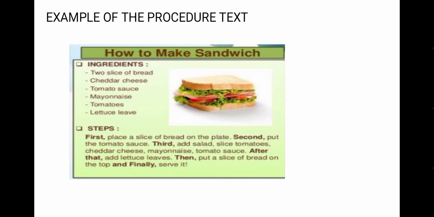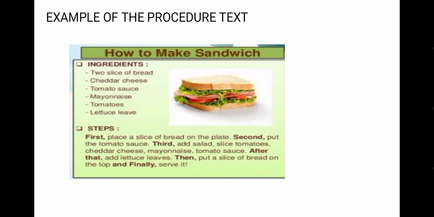Ingredients, you can see the ingredients of the text. How to make a sandwich? We need two slices of bread, cheddar cheese, tomato sauce, mayonnaise, tomatoes, lettuce leaves. And then how to make a sandwich? In the text there are steps or ways how to make a sandwich.